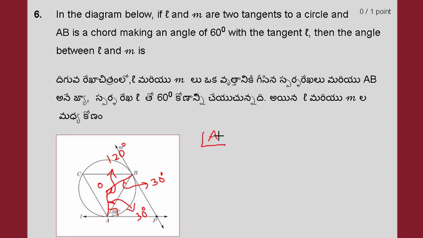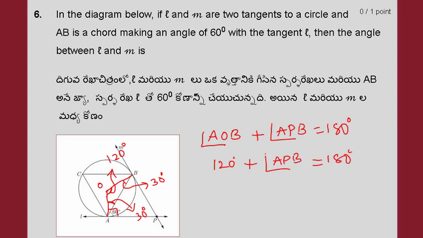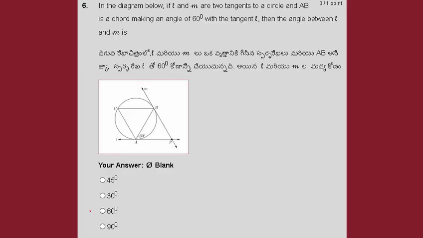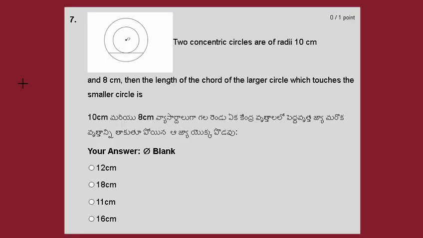In APBO, we know that angle AOB plus angle APB is equal to 180 degrees. Angle AOB is 120 degrees, plus angle APB, which we need to find out, is equal to 180 degrees. So angle APB is equal to 180 degrees minus 120, which is equal to 60 degrees. So 60 degrees is the right answer. Let's go to the next question.